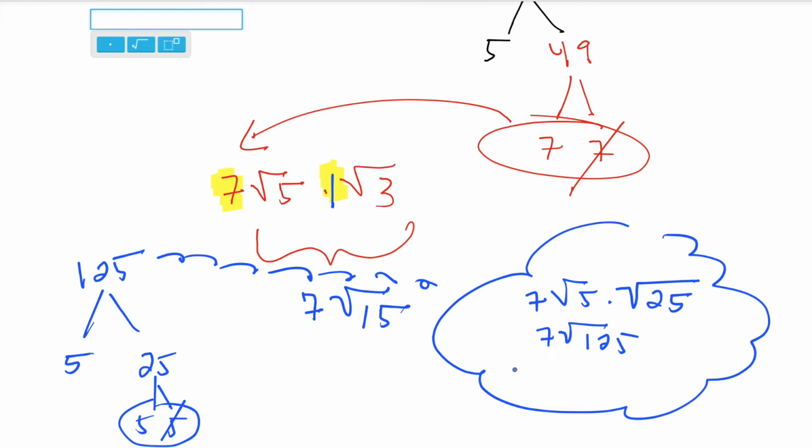Yeah. So this is 7 times, and this is 5 root 5, and here is that business. Or I'll do it like this, I guess. That's that 5. That's that 5. 5 root 5. So 35 root 5.